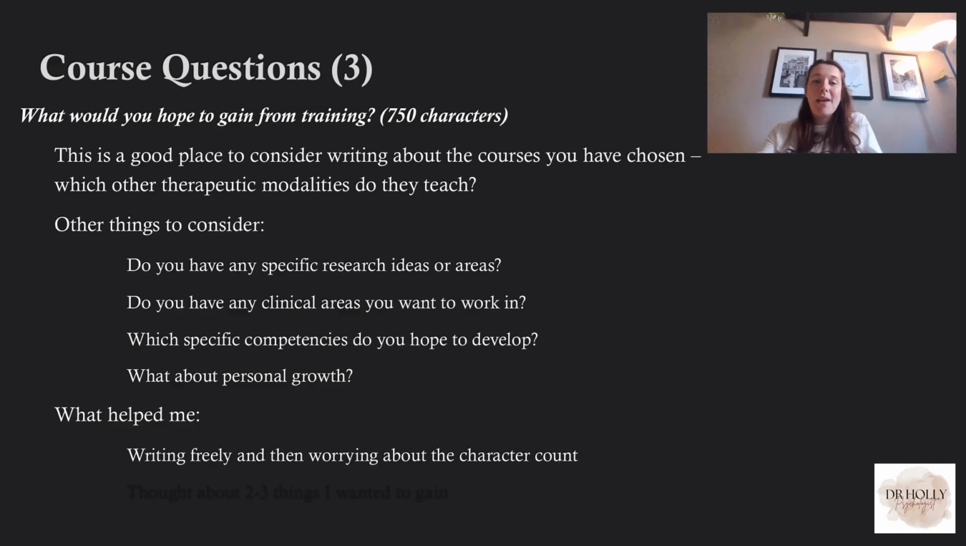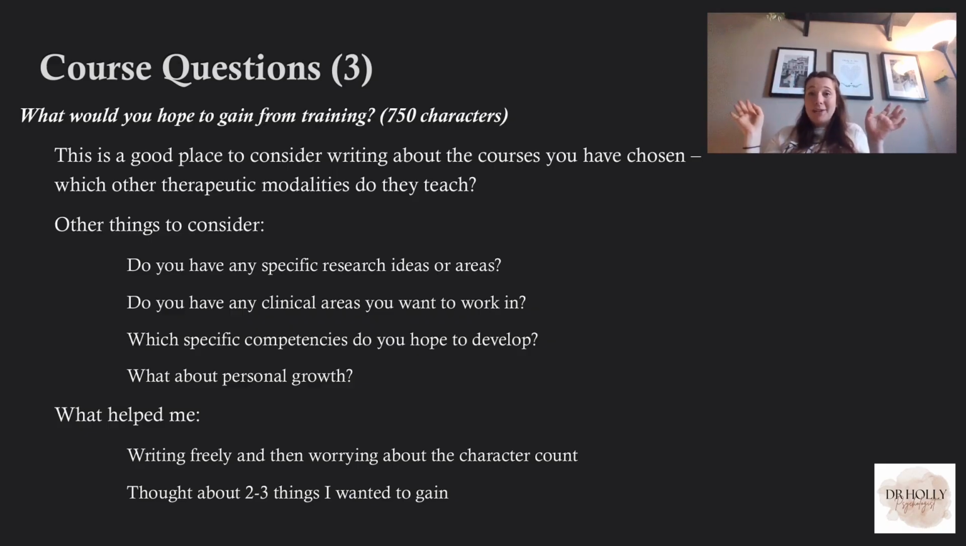Again, the things that help me are writing really freely and then worrying about the character count afterwards. And then thinking again of narrowing down, I can't write about everything I hope to gain from training. You have to be really specific about what are the top things that you hope to gain from training. So I only wrote about 2 or 3 things that I wanted to gain because that felt like the best way of doing it.